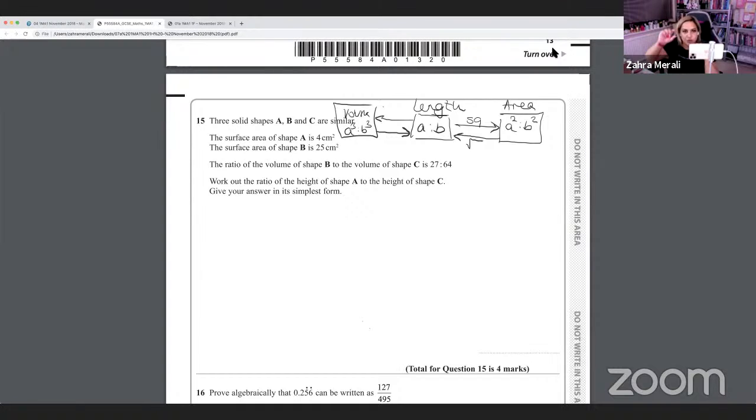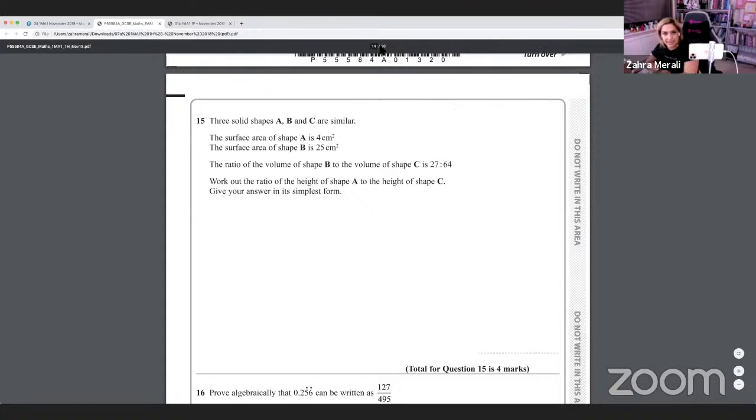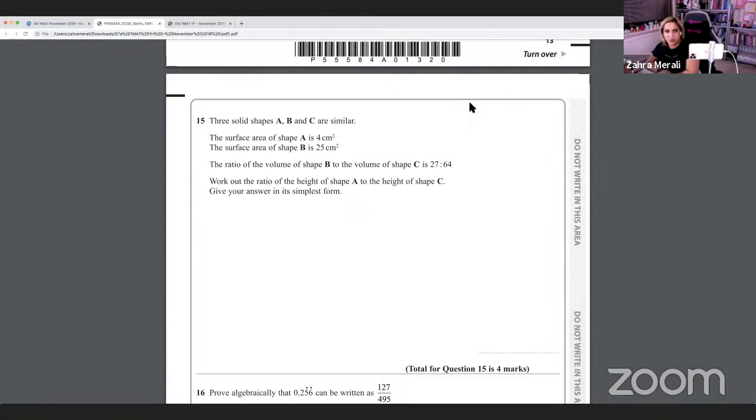But what you notice, if you were going from an area to a volume, you've got to go via the length. You can't jump straight across. You've got to figure out the length first, then go to the volume. So what that means in terms of this question is we've got the surface areas of shape A and B, which is 4 to 25. So that means this is for the area. So for the length, we have to take the square root. So we get 2 to 5.